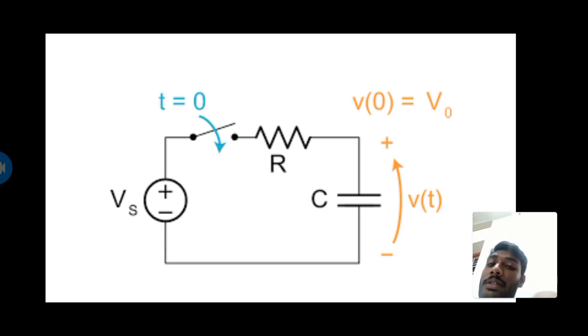And this diagram shows an open circuit with voltage Vs, resistance Rs, and capacitance C. Current flows at t equal to 0 through the switch, with V(0) equal to V naught, and V(t) between positive and negative terminals across the capacitance.